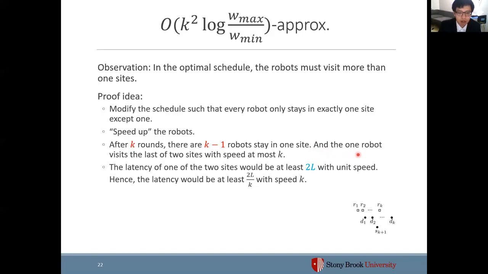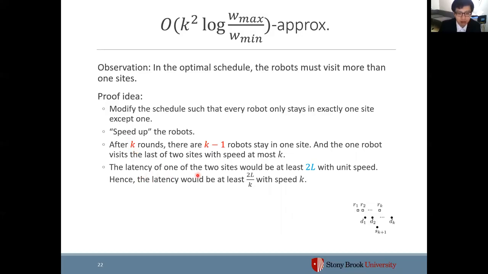And one thing I didn't mention is that although we do this speeding up, the sum of the speeds among all robots at any time doesn't change, because when we speed up, we also make the other robot stay in one site forever, which means its speed is 0. So in this way, the last robot won't speed up too fast. It actually speeds up at most k times.